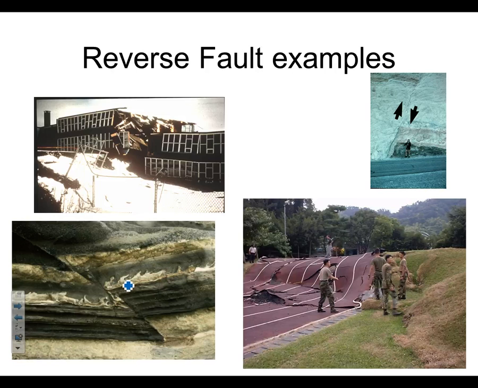Again, we see this idea. If I draw my imaginary person in here, the head is here, so it must be the hanging wall. This one's the footwall. And you see the rock lines here that have gone up against it. So that is definitely a reverse fault.